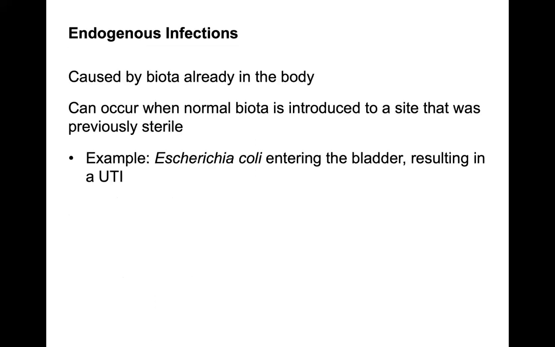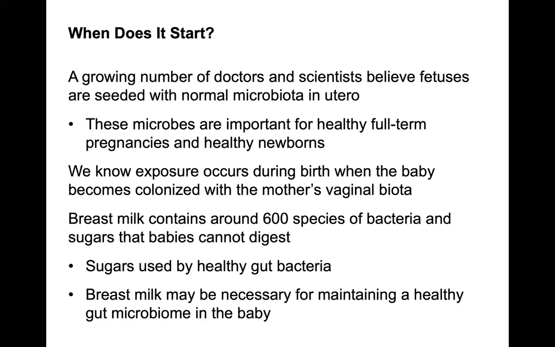So endogenous infections are caused by biota that are already in the body. They can occur when normal biota is introduced to a site that was previously sterile. For example, E. coli is normal biota that we find in the gut. However, if it enters into the urinary tract, that results in a UTI. So an endogenous infection is one that arose from our organisms that are already living inside the body.